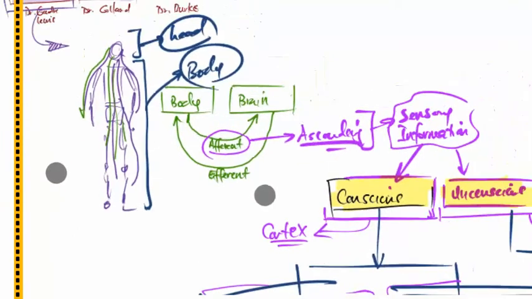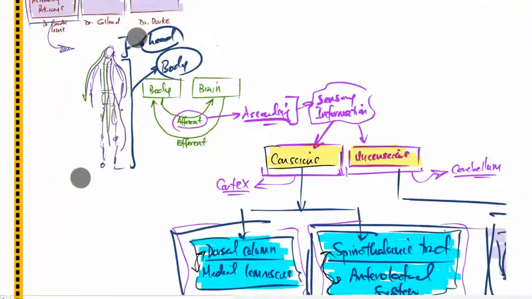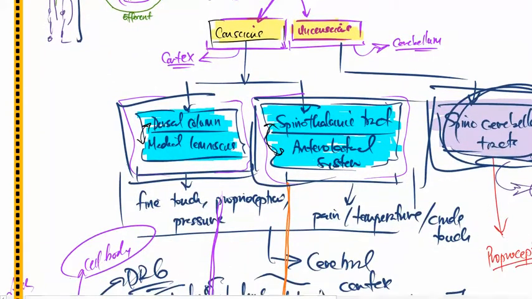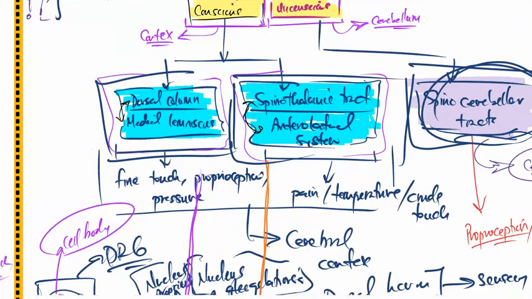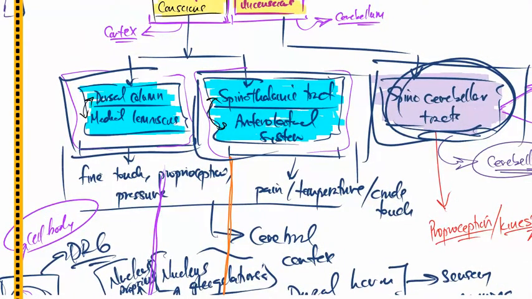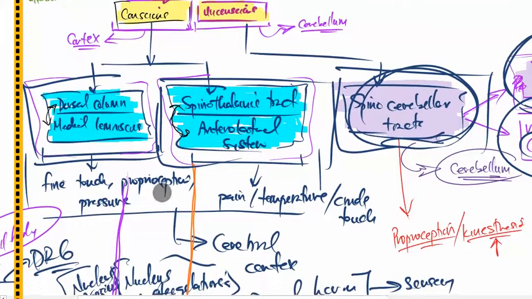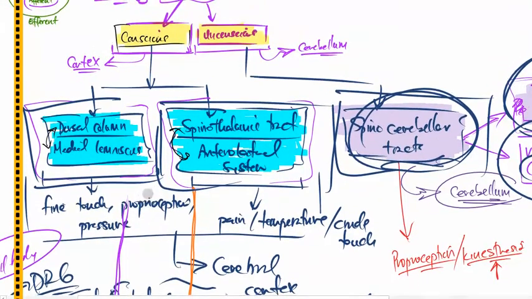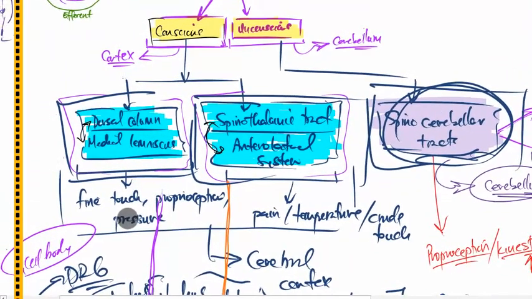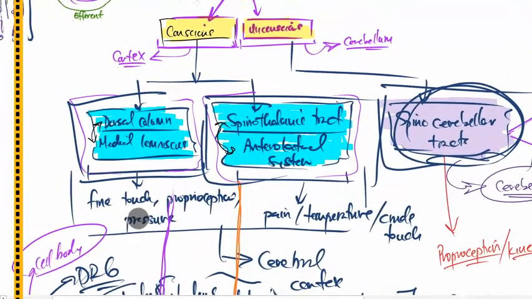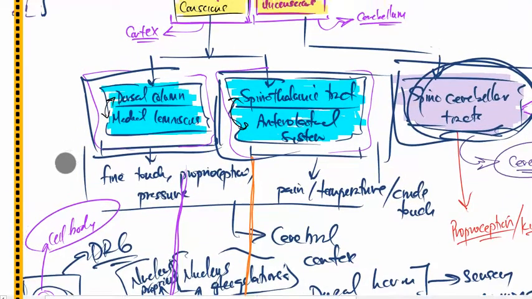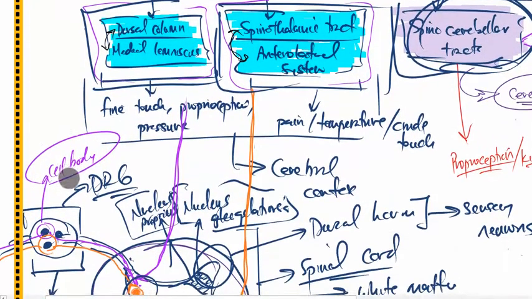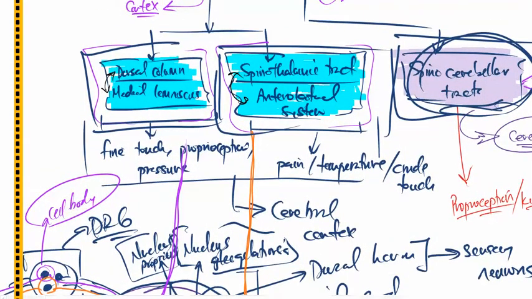All right, so that's basically the ascending pathway. You have your dorsal column, you have the spinothalamic tract, and then you have your spinocerebellar tract. Just remember that the spinocerebellar tract is unconscious. Remember that the dorsal column and spinothalamic tract are conscious, so you're actually aware of the information.